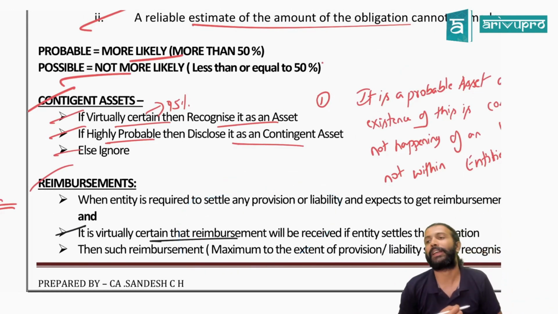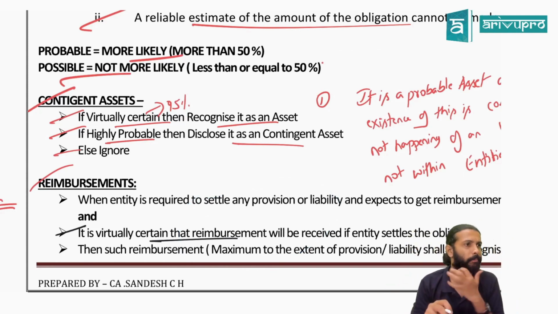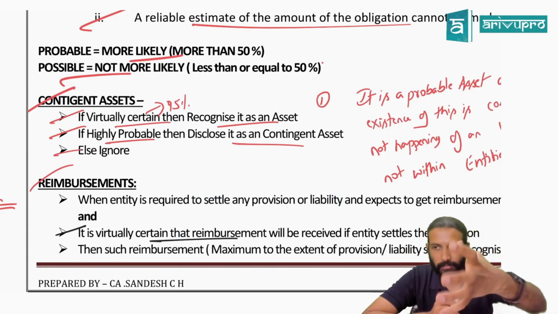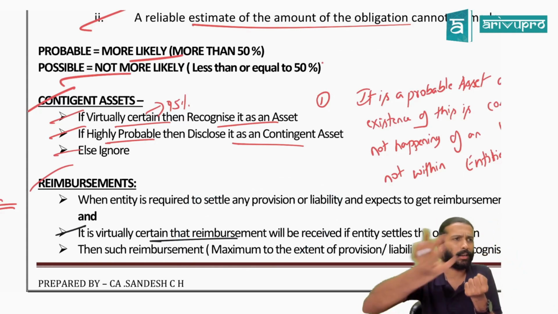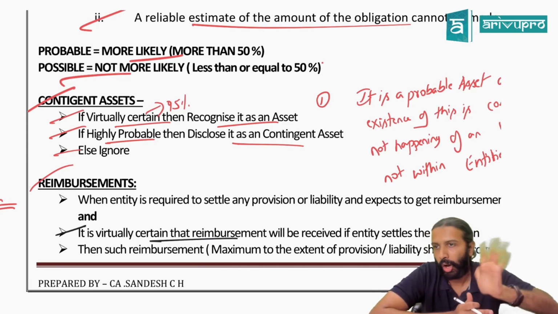Any doubt, anybody? That's all you need to know. Based on this, I think we have one case study. We'll see it later. Meaning, you understood? So tell me again, reimbursement means what? The amount that the enterprise will receive or collect on what? On settling a particular obligation.